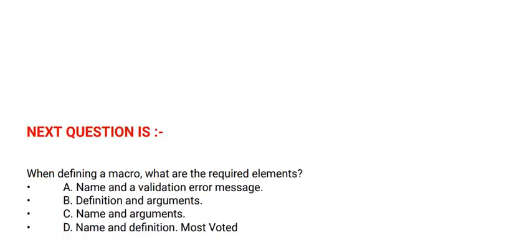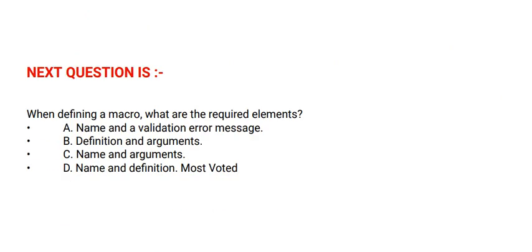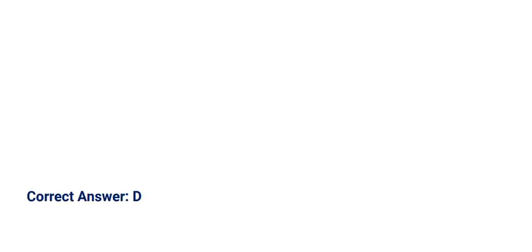Next question is, when defining a macro, what are the required elements? Option A, name and a validation error message. Option B, definition and arguments. Option C, name and arguments. And option D, name and definition. The correct answer is option D.